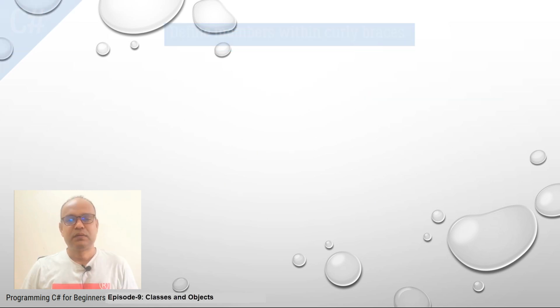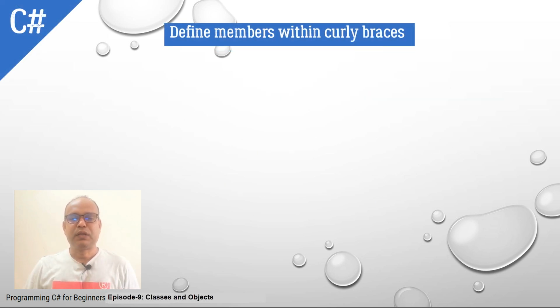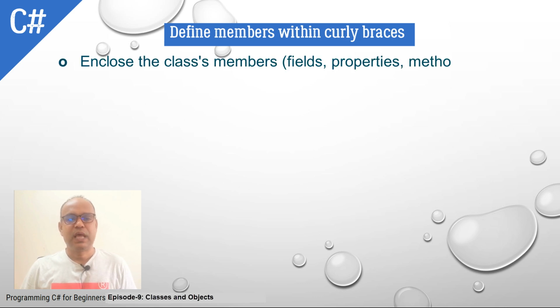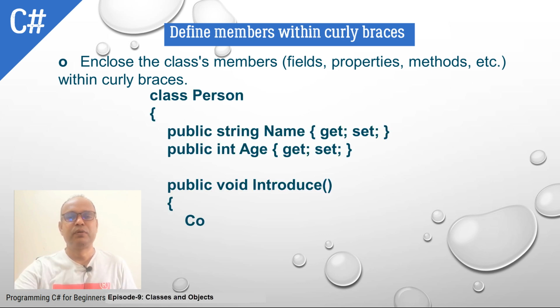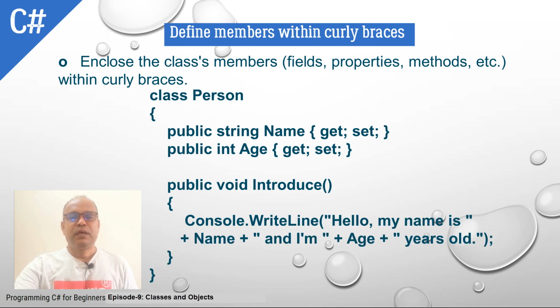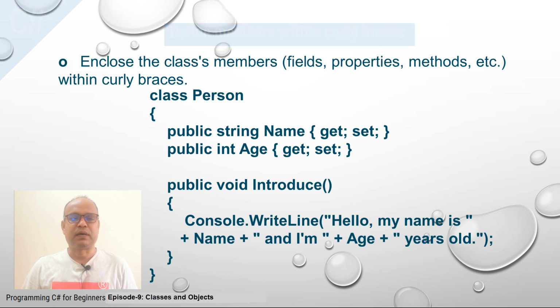Define members within the curly braces. Enclose the class's members, fields, properties, methods, etc. within curly braces. Here is the example with members. In this class Person, name and age are the fields that are used to store data, and Introduce is the name of a method which displays that data.